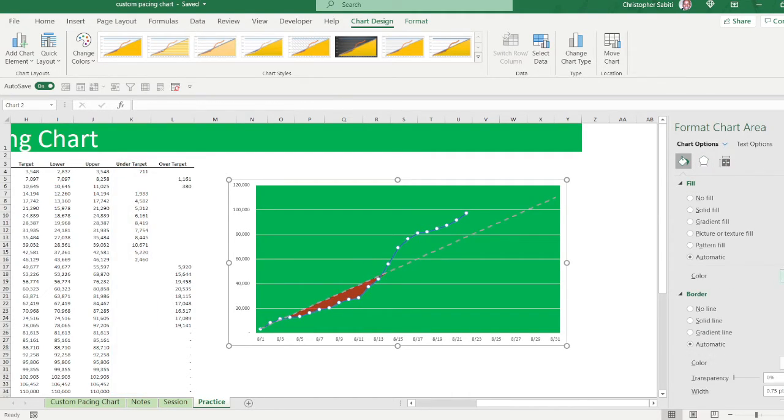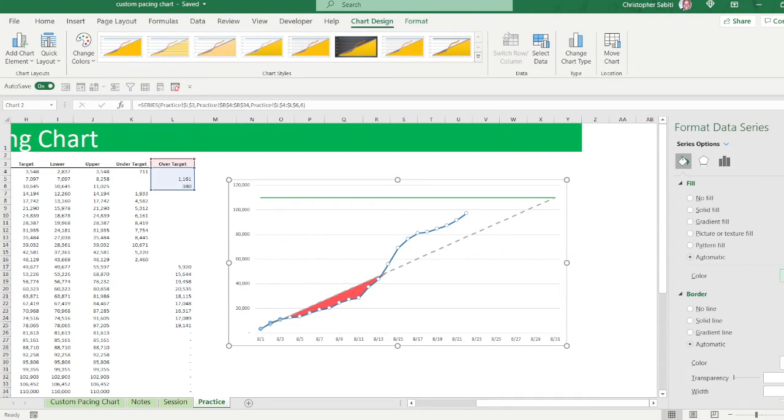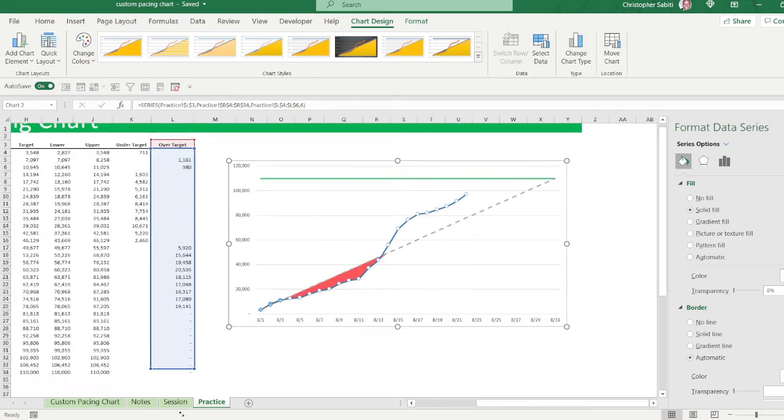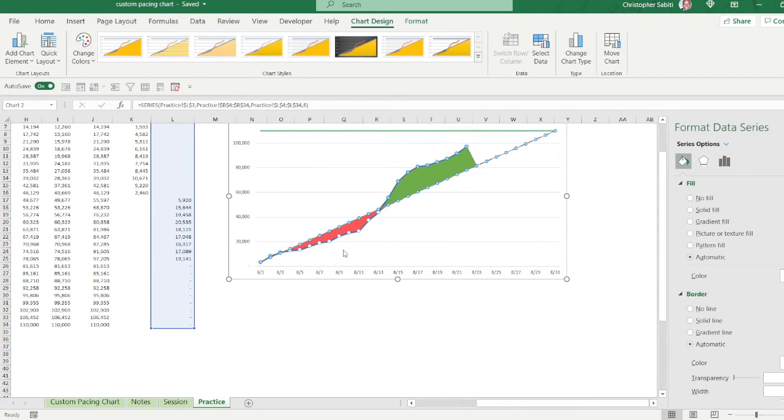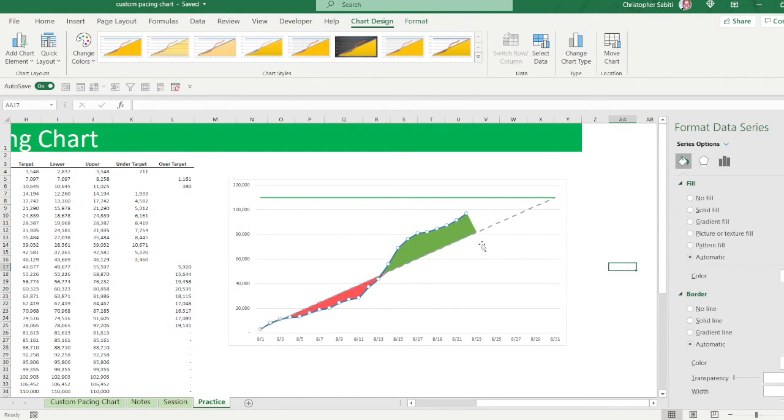Then the chart area is supposed to be white. Okay, you can change those one by one. Then we can check on the plot area, which is supposed to be white. Okay, then we go and change now the over target, which we are going to have as a green. I think we need to pull this one up to the end. It had not captured right, so this is it.